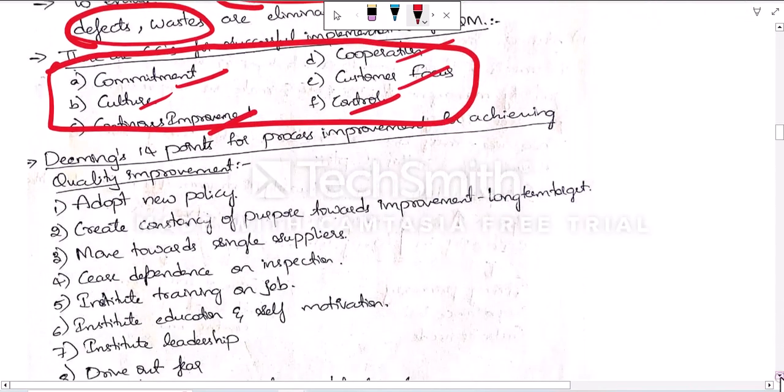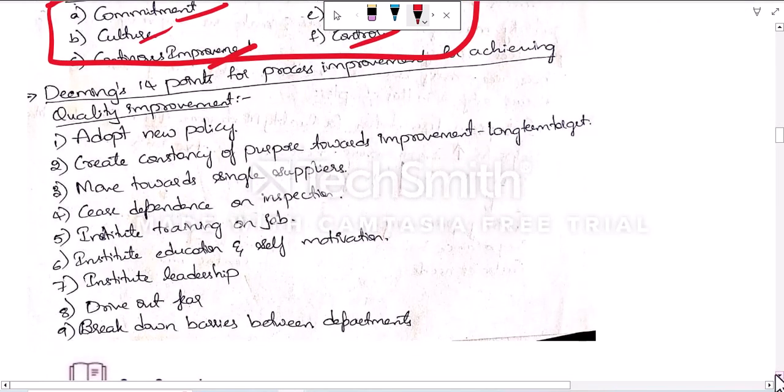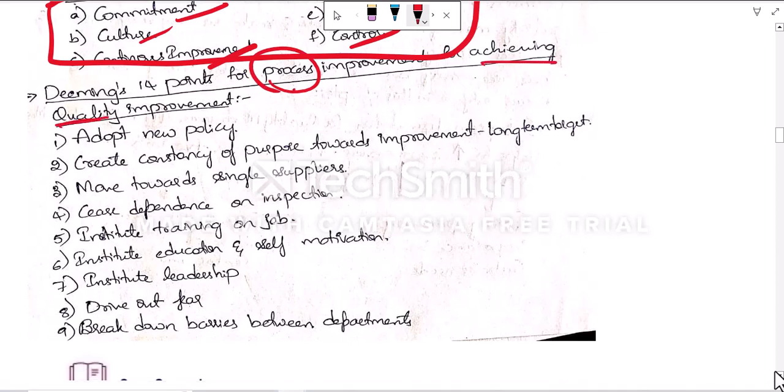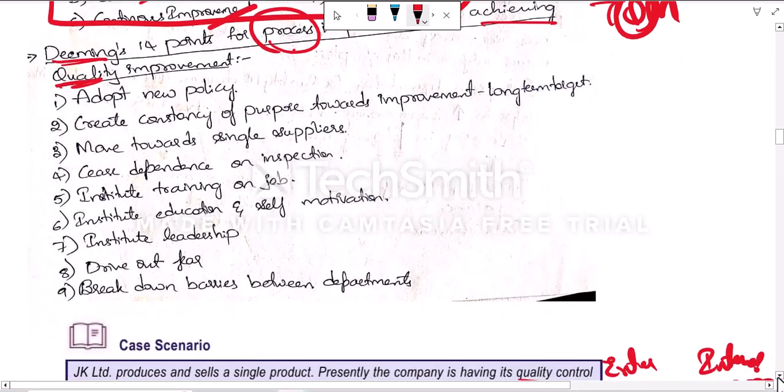A person named Deming gave 14 points to improve the process, okay, for achieving the quality. In total quality management, to achieve the quality, Deming has given 14 points. What are those 14 points? I have shuffled them from the book just to segregate them into separate segments. See, the first 2 segments are regarding the policy.